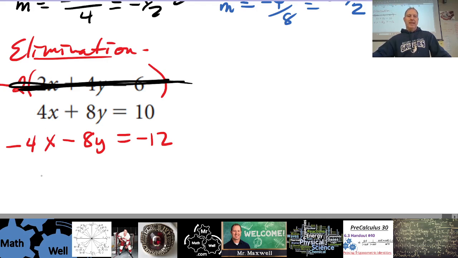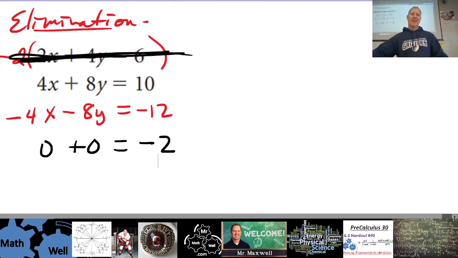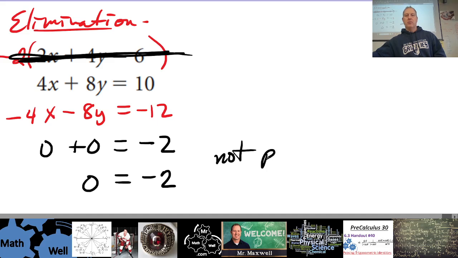All right, so what do I get when I add those up? Well, I get 0 plus 0 equals negative 2. Oh, wait, what? 10 minus 12. I wrote that wrong in my book. Okay, I see that. So 0 equals negative 2. Now, there's a problem with this. If we had a variable here, then that's fine. But we have no variables. Instead, I have a number 0 equaling a number negative 2. Is that possible? So this is not possible.